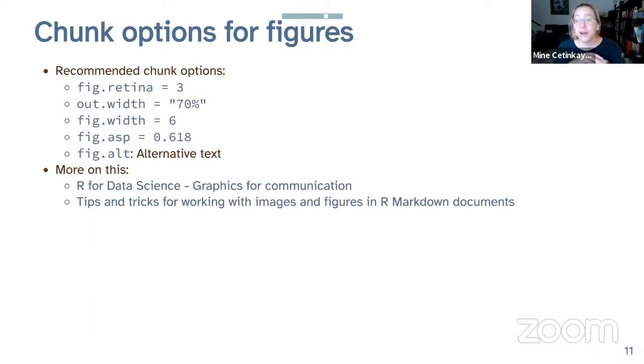Other options that are useful to take note of are those for figures. I'm sure that if you are an R Markdown user, at some point you've found yourself in a situation where you create a visualization in R and you like it, and then you put the code in your R Markdown document, and all of a sudden the aspect ratio is off, or things are looking a little bit blurry. So there are some chunk options that you can set that will make life easier to have beautiful images in the output of your R Markdown documents as well.